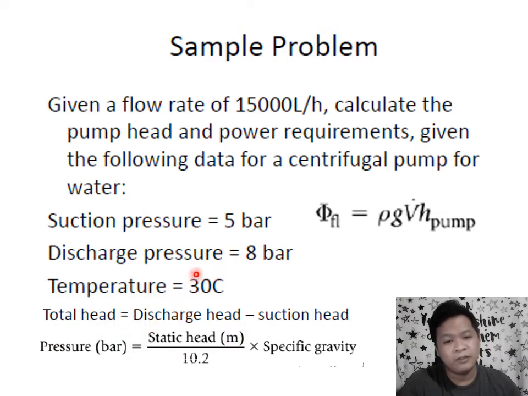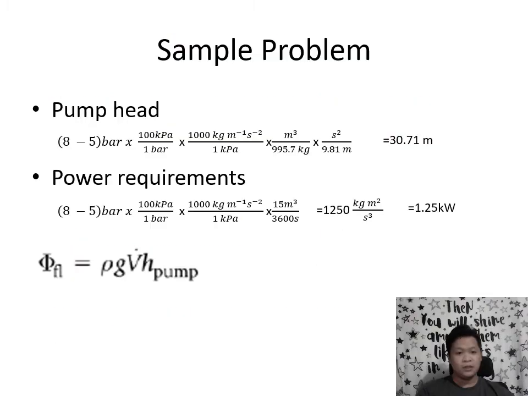So from the temperature of water, we determine the density value. Of course, we know what g is, and from the suction and discharge pressure, we determine the pump head, converted accordingly. So to solve this problem for the pump head, we take the discharge pressure minus suction pressure, convert that into kilopascal, and divide it by the density and acceleration due to gravity to get our pump head equal to 30.71 meters.